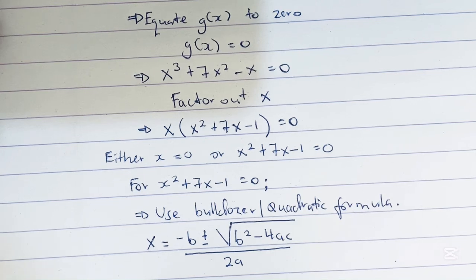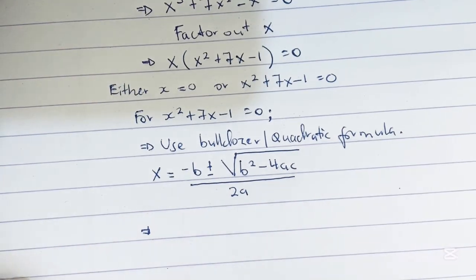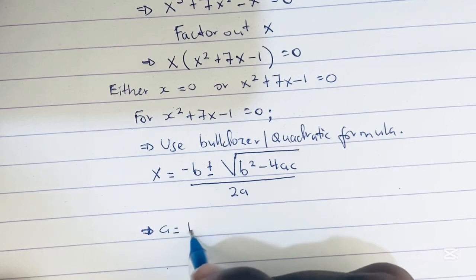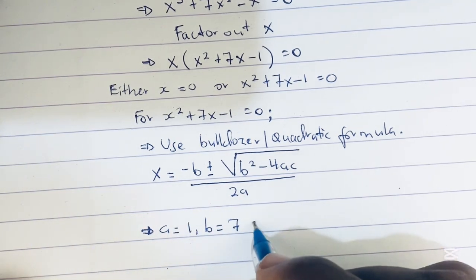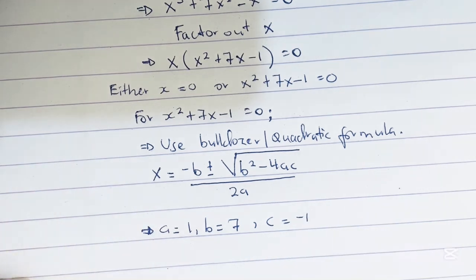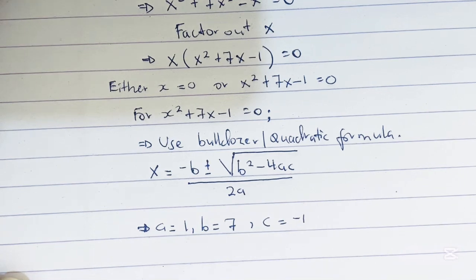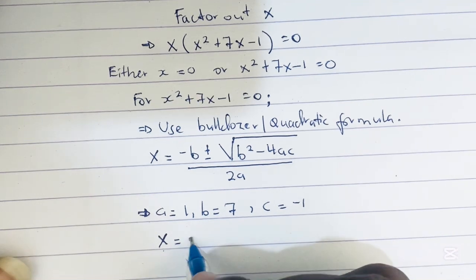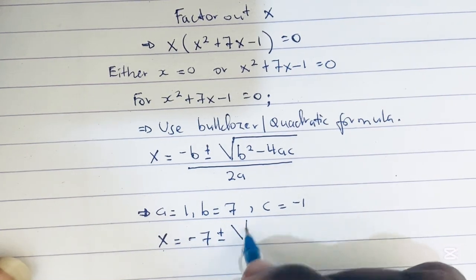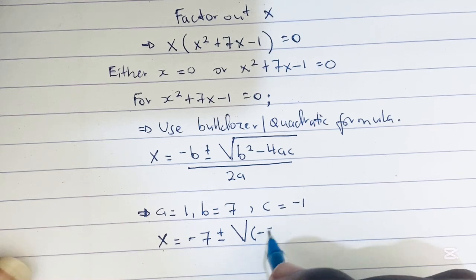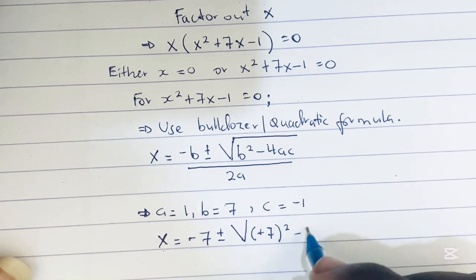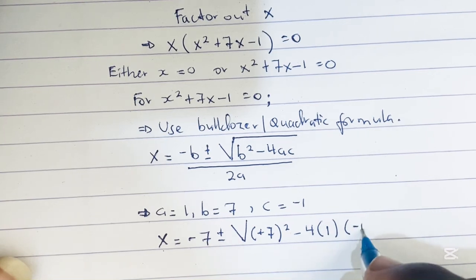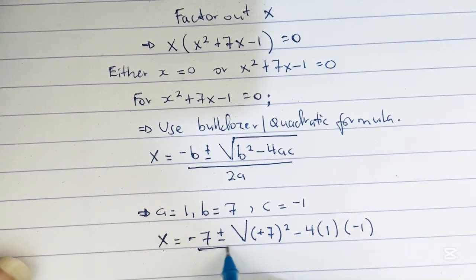From our equation, a is equal to 1, b is equal to 7, c is equal to negative 1. So we are going to substitute these values into our formula. So that's going to become x is equal to negative 7 plus or minus square root of 7 squared minus 4 times 1 times negative 1 over 2 times 1.